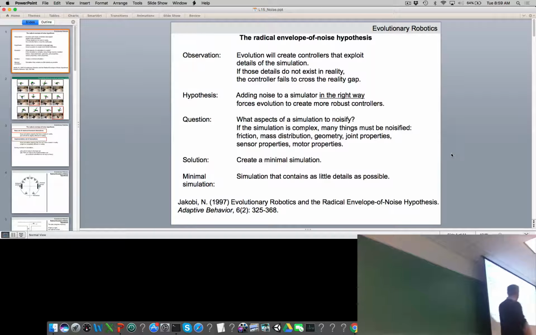They didn't have physics engines in 1997. Most people working in this field made their own relatively simple two-dimensional physics engines. They were very simple affairs. And especially in those simple simulations, they were noticing that the evolved robots would exploit details of the simulation.